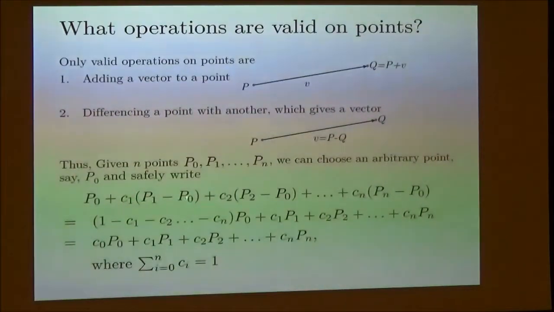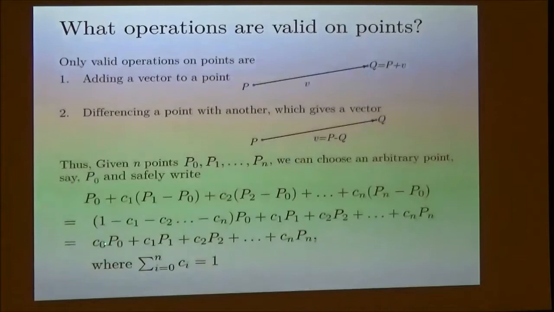Now, we collect all these like terms. So we have the P0s everywhere. So let's bring P0 on one side and collect all these coefficients. What do we get? We get 1 minus C1, minus C2 up to minus Cn, plus C1 P1, C2 P2, up to Cn Pn. This is what we get. Let's call this coefficient of P0 as C0.